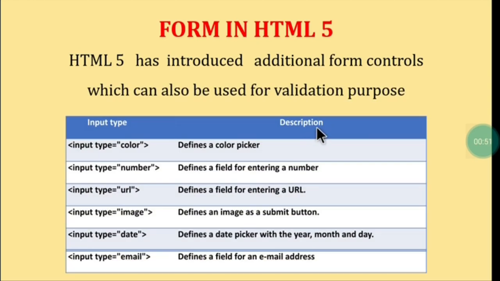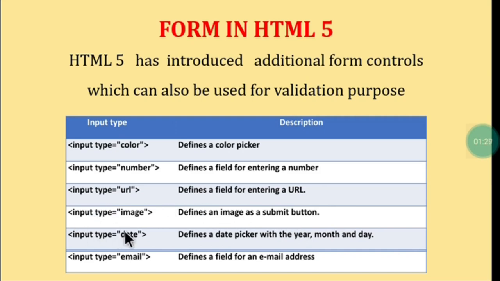Last class we had seen various input types and their descriptions. Once again I am going to revise all those input types. So input type equal color defines a color picker. Input type equal number defines a field for entering a number. I already explained that this input type equal number will allow you to enter a number in the text box on the web page. So input type equal URL defines a field for entering a URL. Input type equal image defines an image as a submit button.